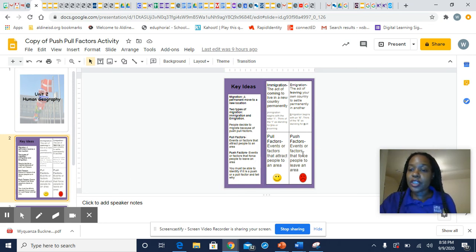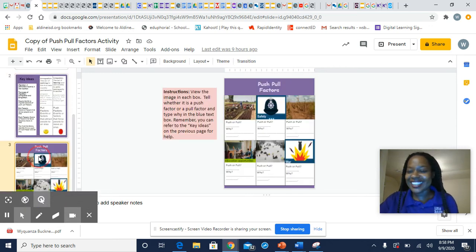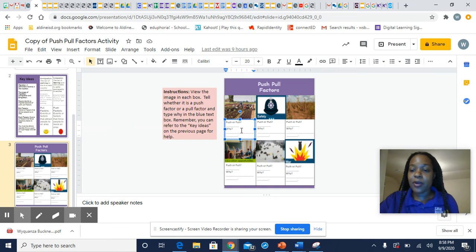And then it tells you the definition here, so you don't have to go back to the Nearpod and look at that. You can look at it right here in these slides because you have an activity. I wasn't just going to let you go on that stuff by itself. So the instructions are right here. This is the activity. View the image in each box, tell whether it is a push or pull factor, and write why in the blue text box. Well, you say there is no blue text box, but once you tap on the screen over where you need to write, there it is, the blue text box.